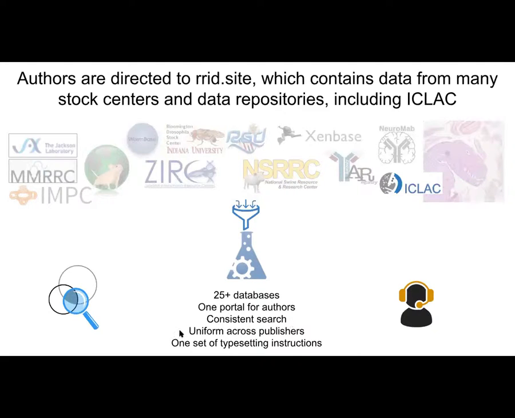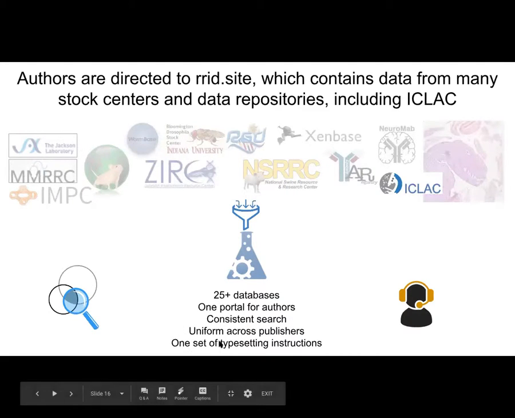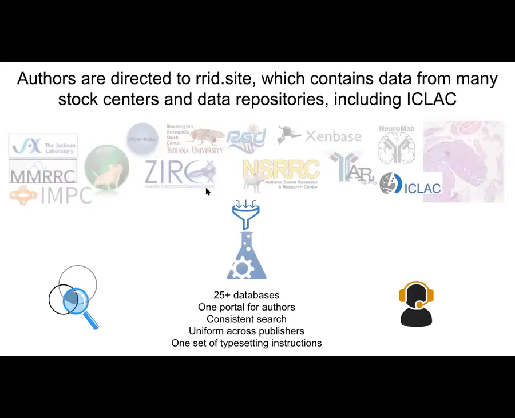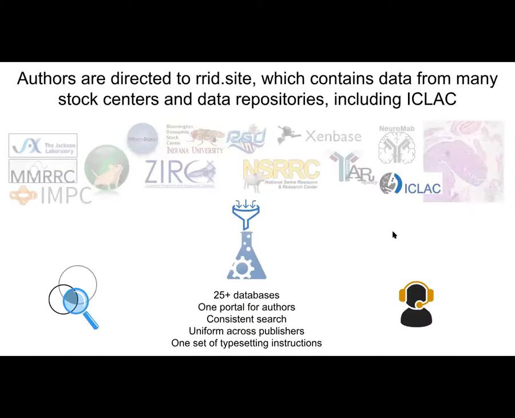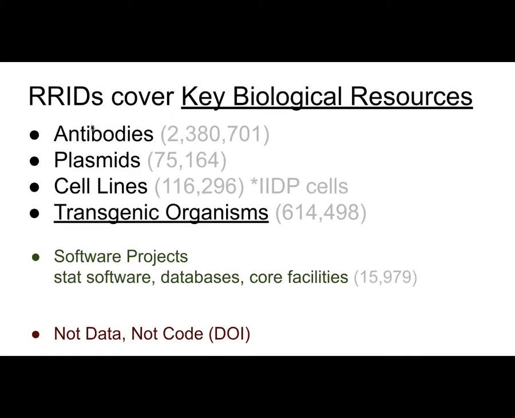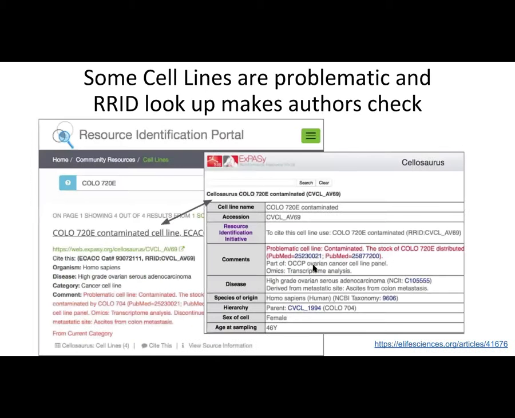So there's one consistent search, which is uniform across publishers. There's one set of instructions for authors, and there's lots and lots of data, all being represented in one portal. And of course, we do have a help desk. But you notice that the Cellosaurus data and the ICLAC data are included. Other things that are included in the RRID portal: antibodies, plasmids, cell lines, including the IIDP cells, and transgenic organisms, there are a lot of those. And of course, we have software projects, databases, and core facilities, and there are nearly 16,000 of those.